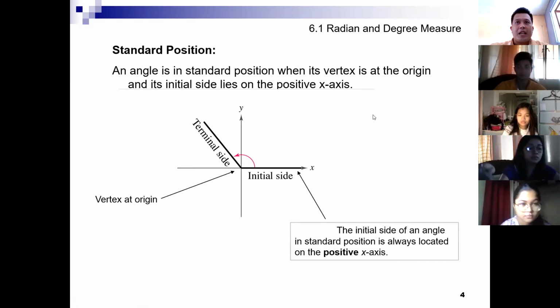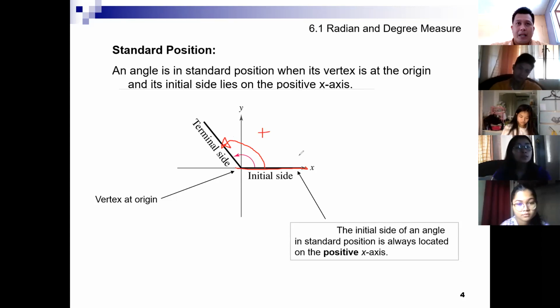Again, if these angles start from the positive abscissa and turn counterclockwise, the value of the angle is positive. These angles are what we call standard angles or angles in standard position. If these angles move from the positive abscissa and their direction turns clockwise instead of counterclockwise, the angle then is negative.